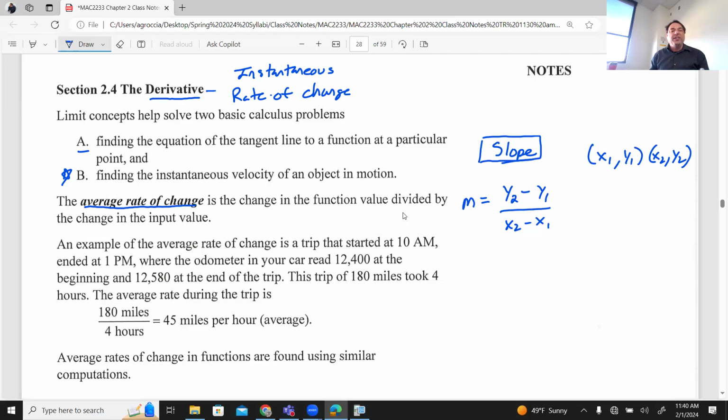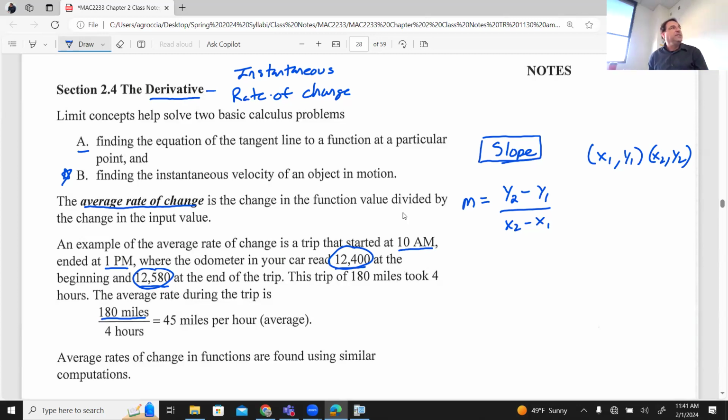So a real quick example, there's actually a little typo here we'll fix. An example of average rate of change is if you started at 10 a.m. and you ended at 1 p.m., your car started at 12,400 miles and it ended at 12,580 miles. What was the average rate? Well, you would take the change in the y's. So if you did 12,580 minus 12,400, you would get the change in y, which is 180 miles.